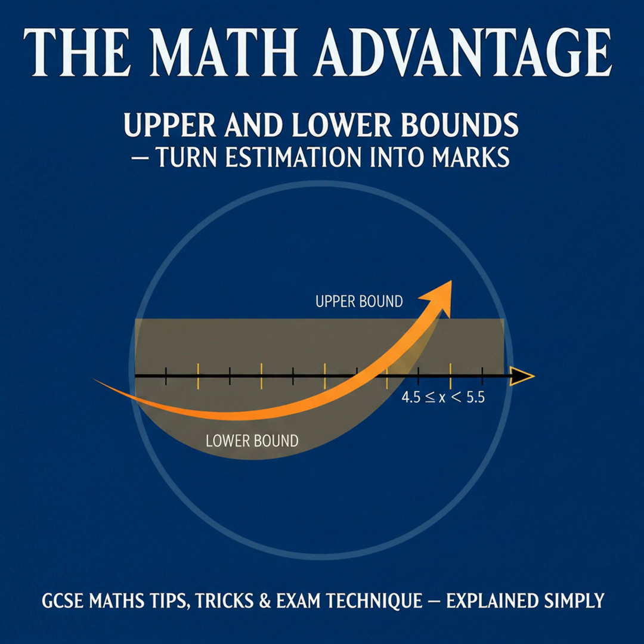Say this one line if unsure. 2.25 less than or equal to L less than or equal to 2.35. 4.05 less than or equal to W less than or equal to 4.15. So 9.1125 less than or equal to A less than or equal to 9.7525 centimeters squared. That single sentence protects marks.